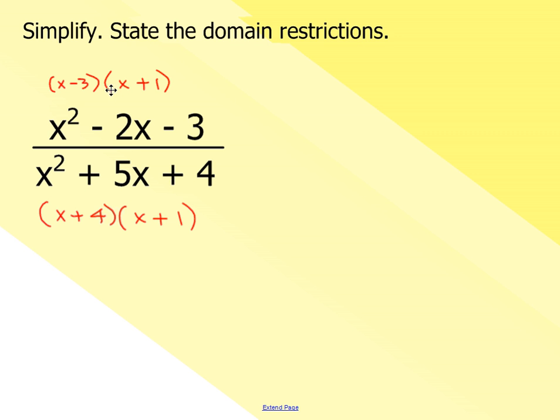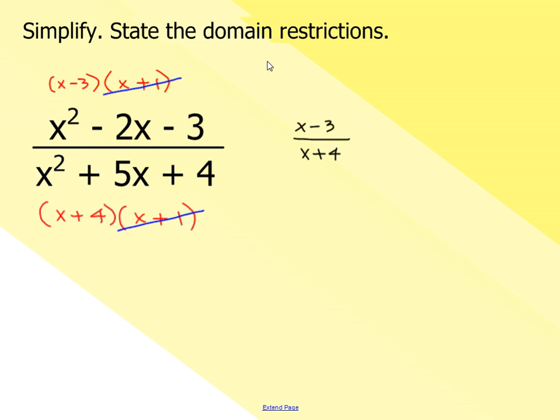So on the top I have an x plus 1, that's going to cancel out with the x plus 1 on the bottom. So now what I'm left with is x minus 3 over x plus 4. So my simplified rational expression is x minus 3 over x plus 4.